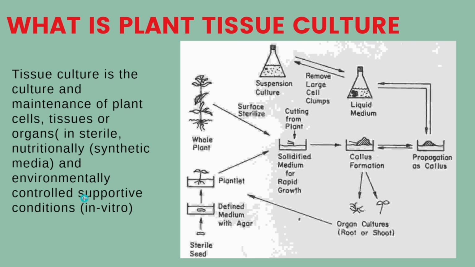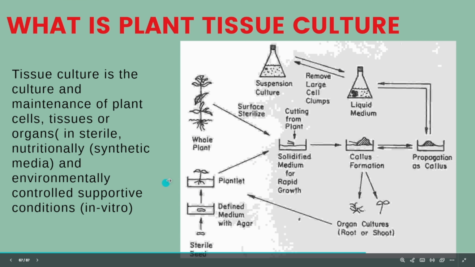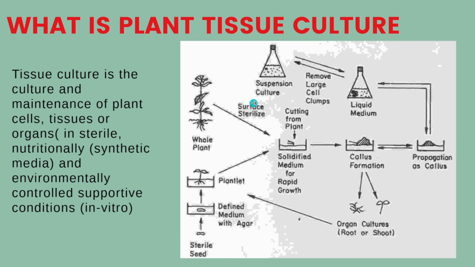environmentally controlled supportive condition, which we call in vitro condition. You still remember, some of you know in vitro and in vivo. In vitro is like this, meaning that you grow your plant in an environmentally controlled condition. So you grow the plant in the lab only. You don't need to go outside. You don't need soil. You just grow the plant in the lab.